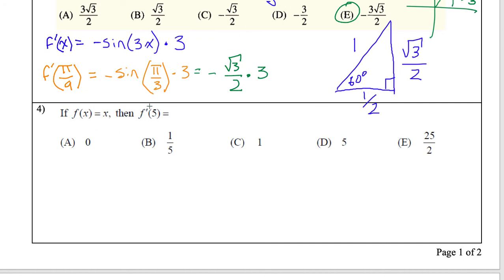All right, number 4. So if f of x is equal to x, then I have to take the derivative and plug in 5. That should be nice and easy. The derivative f prime of x is what? Shout it out.